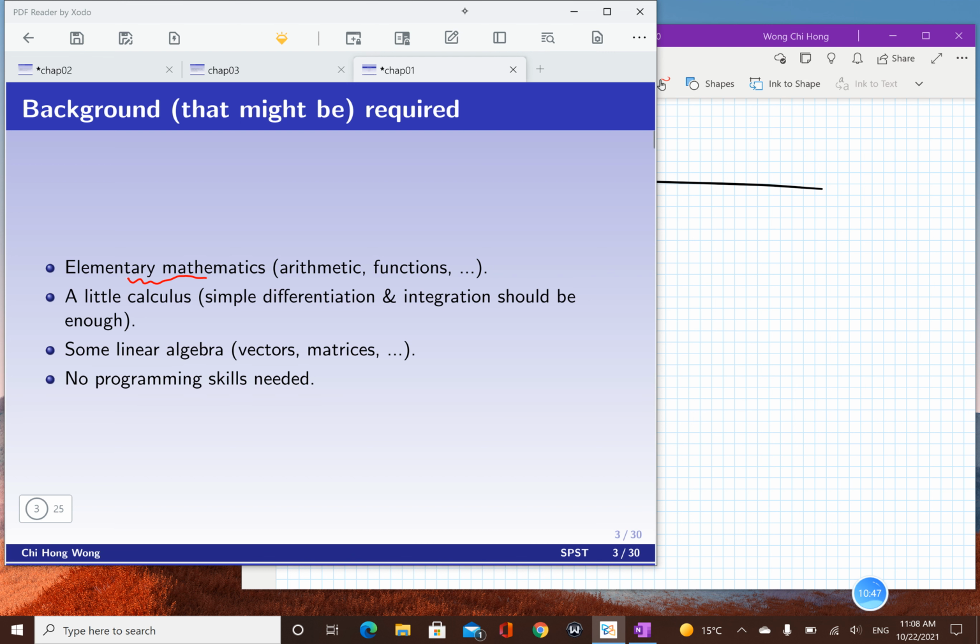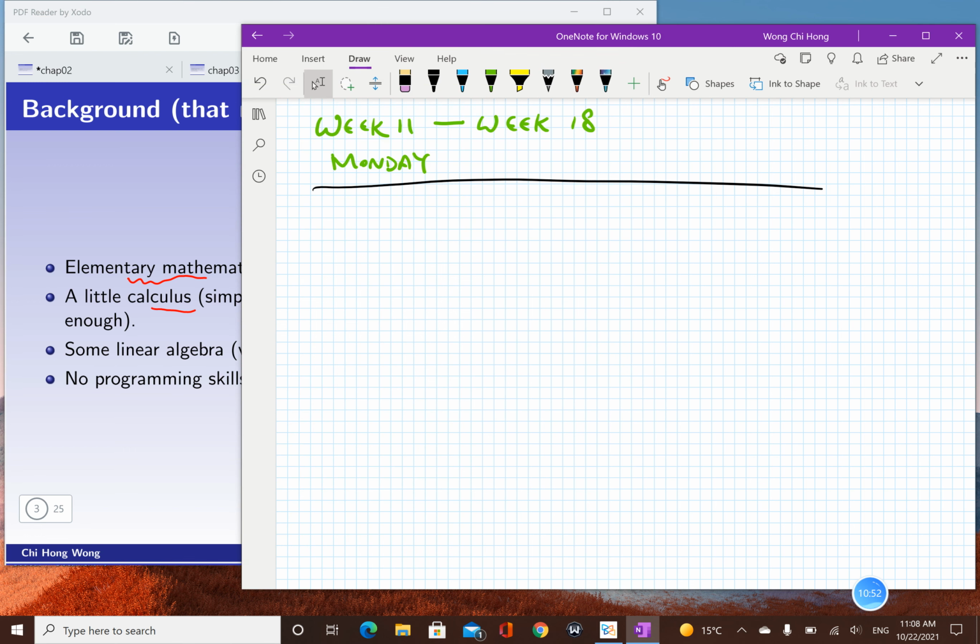You also need a little calculus. You might need to be able to do a little differentiation and integration. Of course, we're not doing exactly a calculus course in mathematics, so we're not going to give you anything too complicated here.